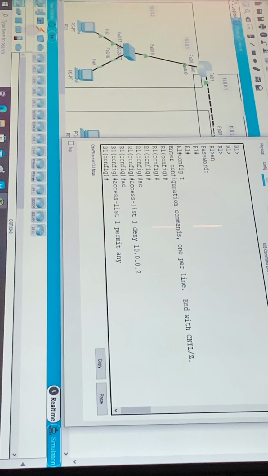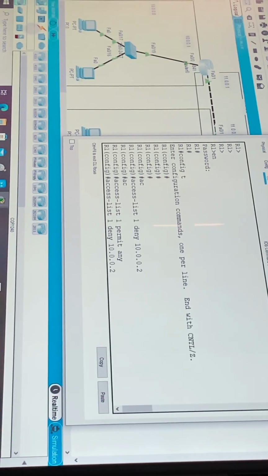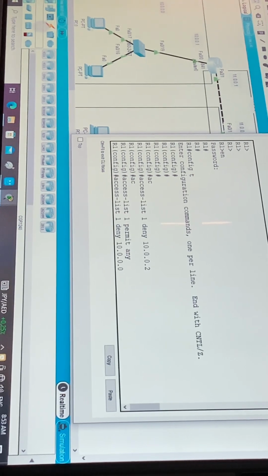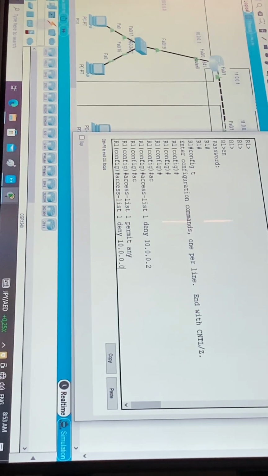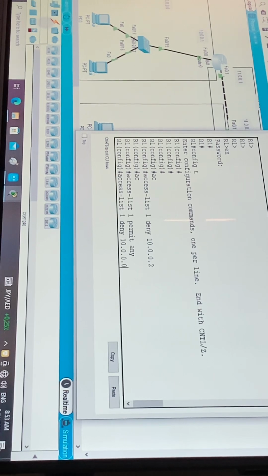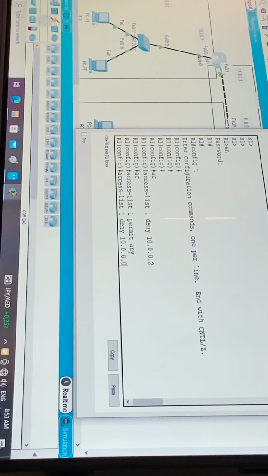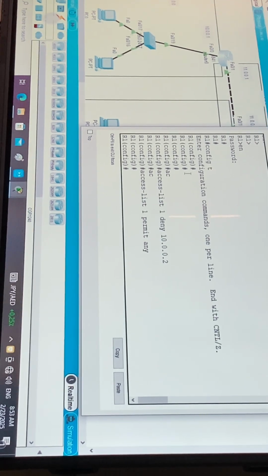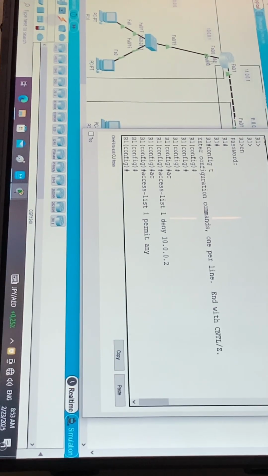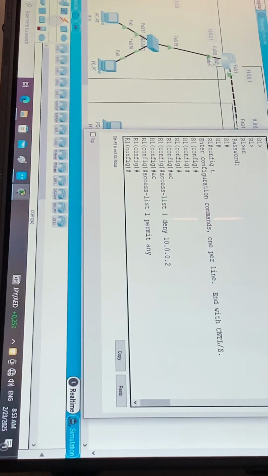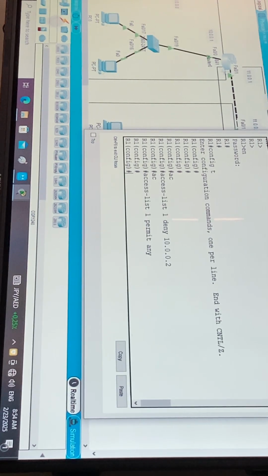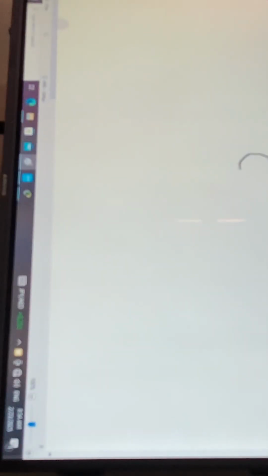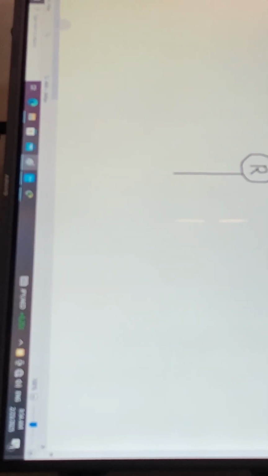Can I only deny a user? No, I can also deny a network. So I can say access list 1 deny 10.0.0.0, meaning I will deny the whole network. Okay, so now I denied and I permitted. Now I must apply the access list on the interfaces. Which interface will I use? The in one, or the out one? What is the difference between denying the in and the out? Let's see. This is the router. These are the users.